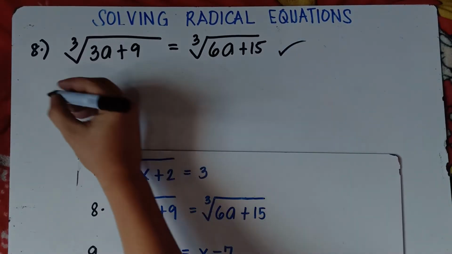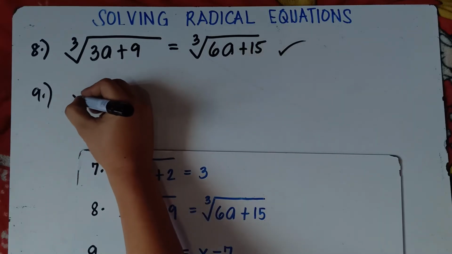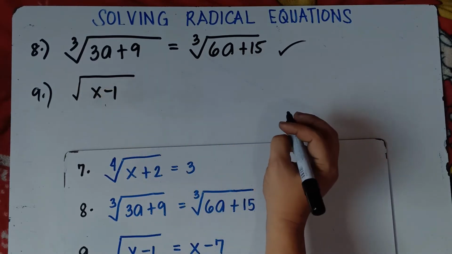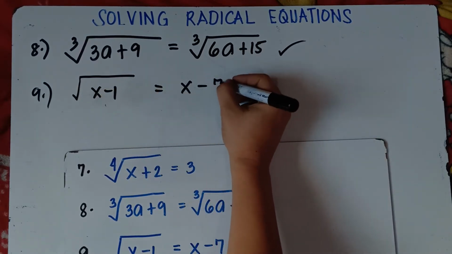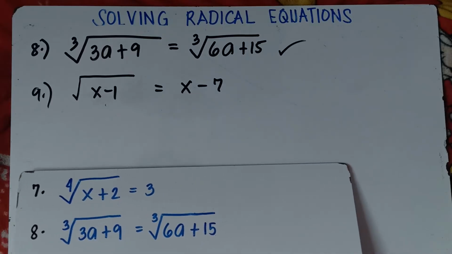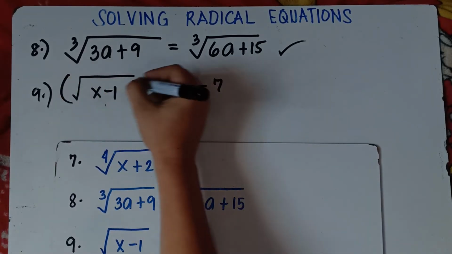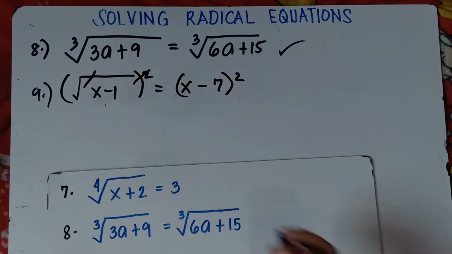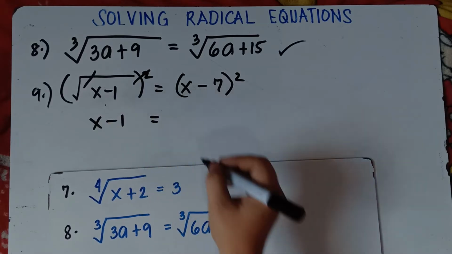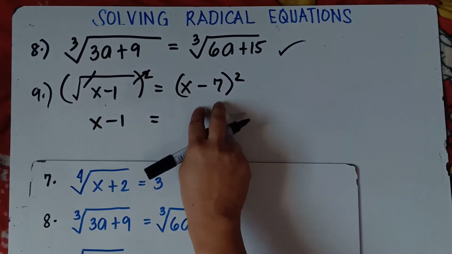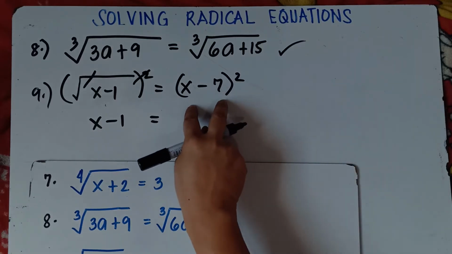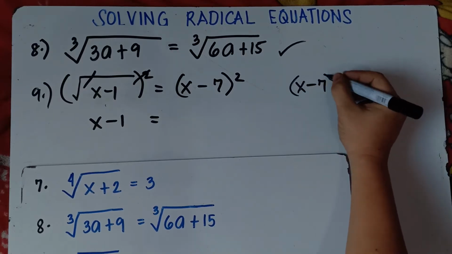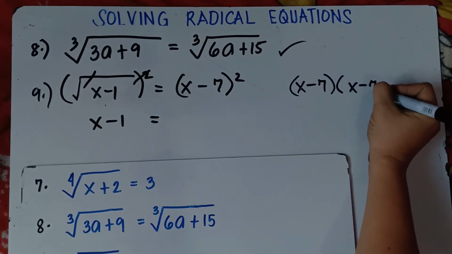Alright, so let's try number 9. This number 9, class, will be quite complicated, but once again, we need to solve this one step by step. So the square root of x minus 1 equals x minus 7. The thing that we will do, once again, is get rid of the square root, so you square both sides. So we cancel this out. And this will be x minus 1 equals x minus 7 squared. We need to use the FOIL method, class. It means that you multiply this expression by itself twice. This will be x minus 7 times x minus 7.